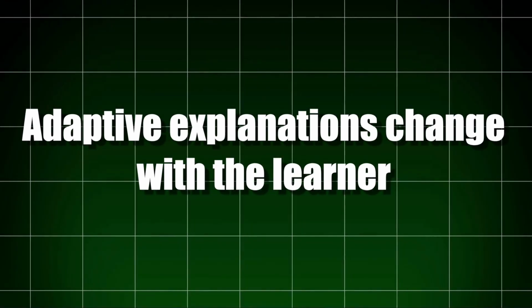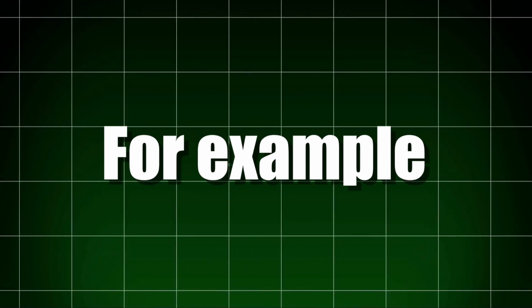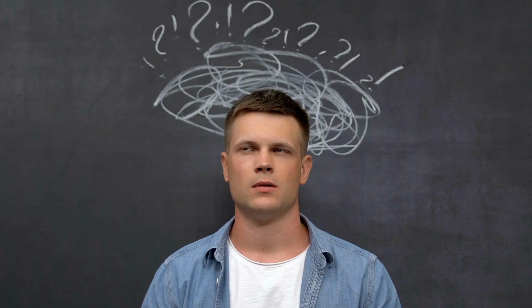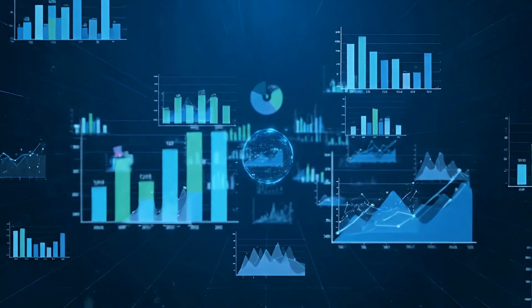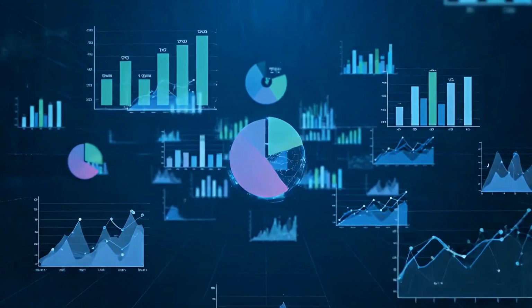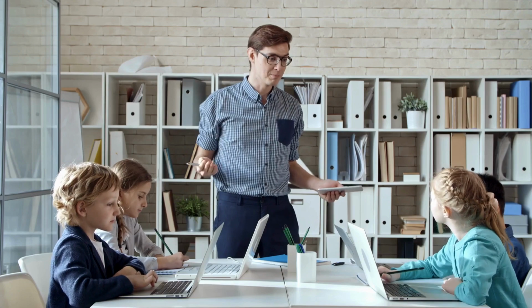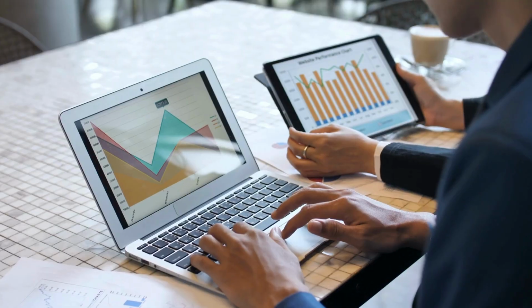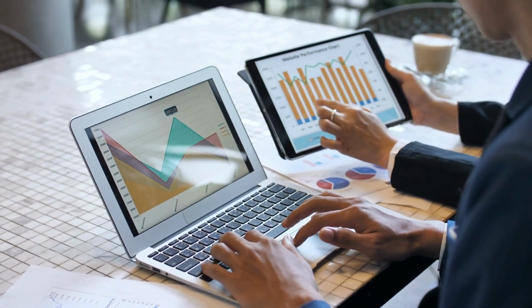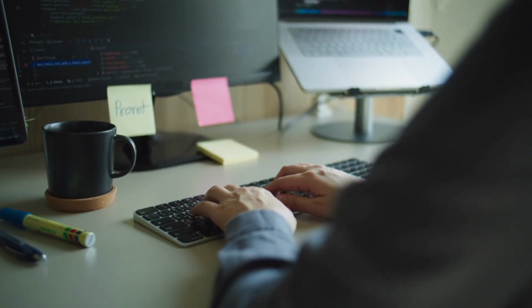Adaptive explanations change with the learner. For example, a student who repeatedly confuses slope and intercept will receive explanations that compare the two using concrete representations, graphs, tables, motion metaphors rather than abstract algebra. The tutor can use multiple representations, symbolic, graphical, narrative, because research shows that learners build stronger mental models when concepts are seen in varied forms.